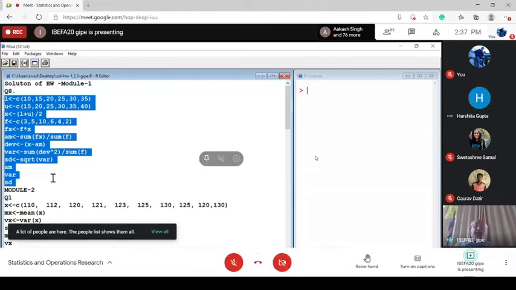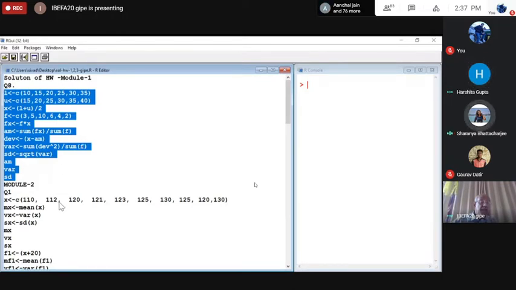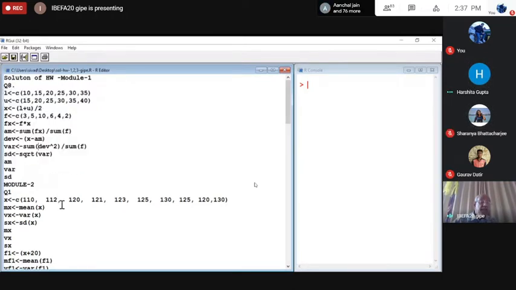Sir, shouldn't we multiply frequency in variance? Yes, yes sir, we have to. Yes, I have to do that. Deviation square multiplied by the frequency, and the addition, that is the numerator.